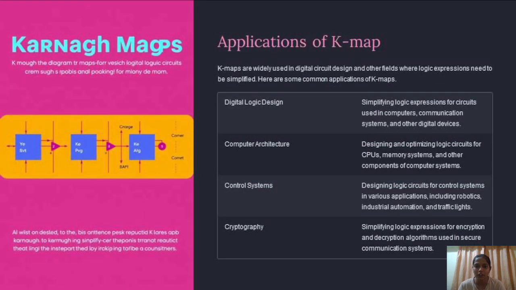Applications of a K-map. It is used in control systems, designing logic circuits for control systems in various applications, including robotics, industrial automation, and traffic signals. In cryptography, simplifying the logic expressions for encryption and decryption algorithms used in secure communication systems. Other applications are digital logic design and computer architecture.